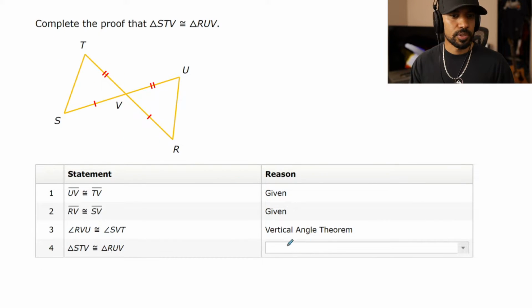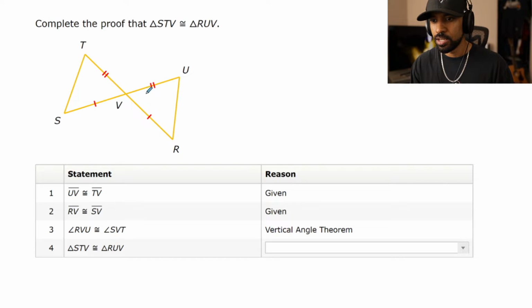All right, next problem here. Once again, we're just going to use one last bit here. We're given two parts right here. That segment UV is congruent to segment TV, so these two sides are congruent. And then these two sides, RV is congruent to SV, and then angle RVU is congruent to angle SVT. Now, they didn't label it.